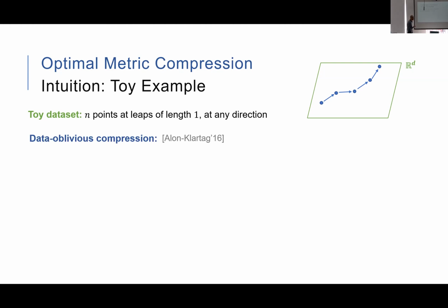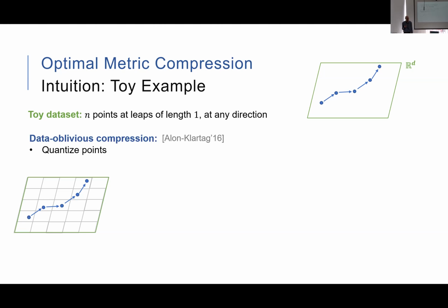What would a data oblivious compression do here? I'm going to describe a slightly newer version of this compression scheme by Nogalon and Boat-Klatak, but it gives the same bound. It's just more convenient to describe here. It is going to quantize the points. What does it mean to quantize the points? It means that I take my data set and impose a uniform grid on it, and I simply snap each point to a corner of the grid cell that contains it. Now I can use those corners as proxies for my points. If I want the distance between some pair of points, I can simply return the distance between the proxies. And if the grid is fine enough, then I get a good approximation of the distance.